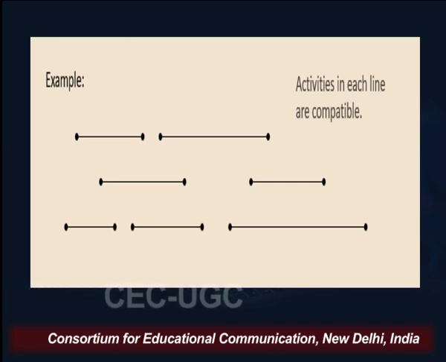But if I say I am going to choose the first one from the first line and the second one from the second line, that is not possible because these two are overlapping. So these are non-compatible activities. In each and every row, all the activities in these lines are compatible. The first line has 2 compatible activities, the second line has 2 compatible activities, and in the bottom line, the 3 activities presented are compatible.